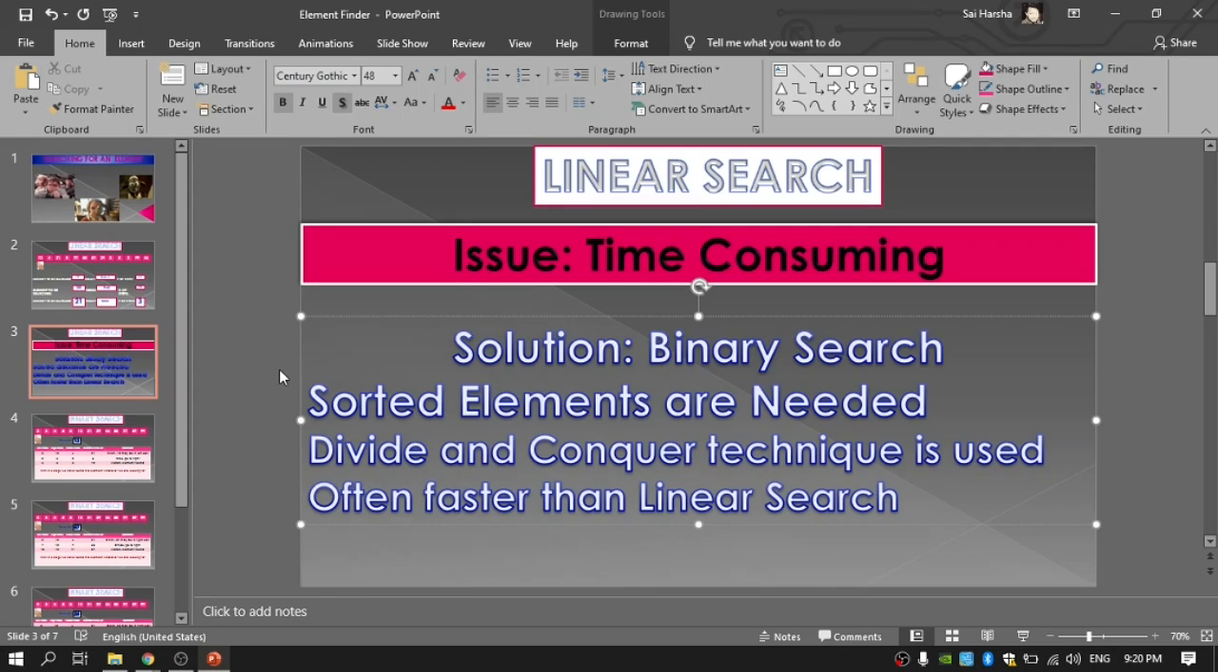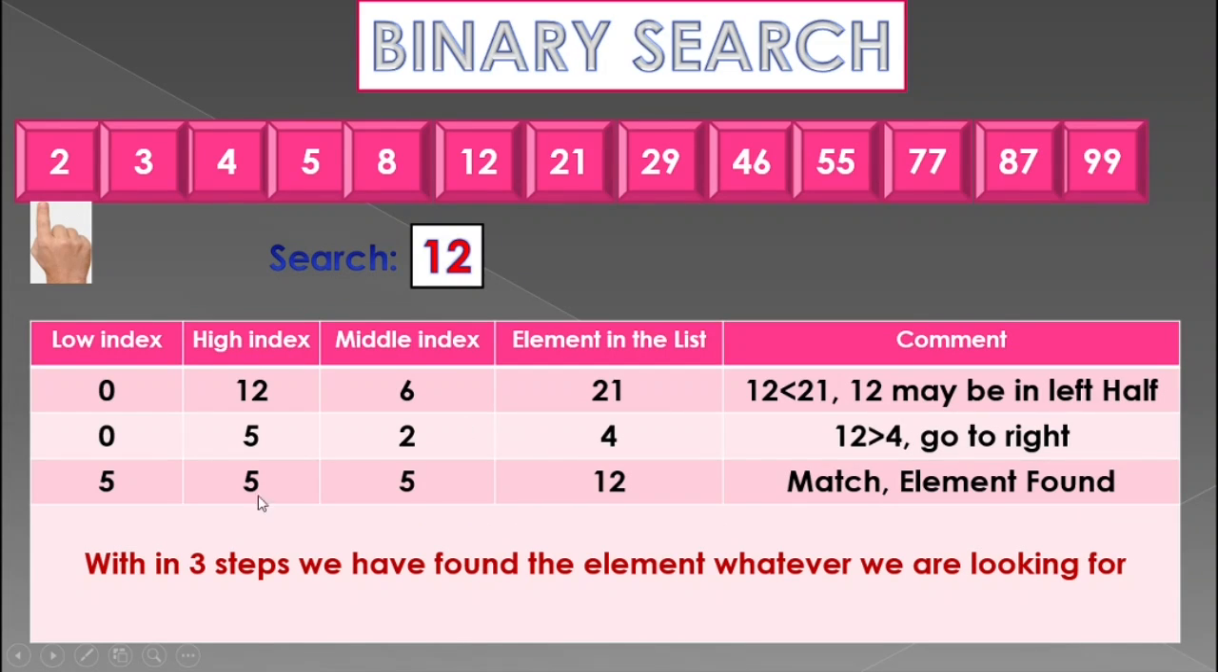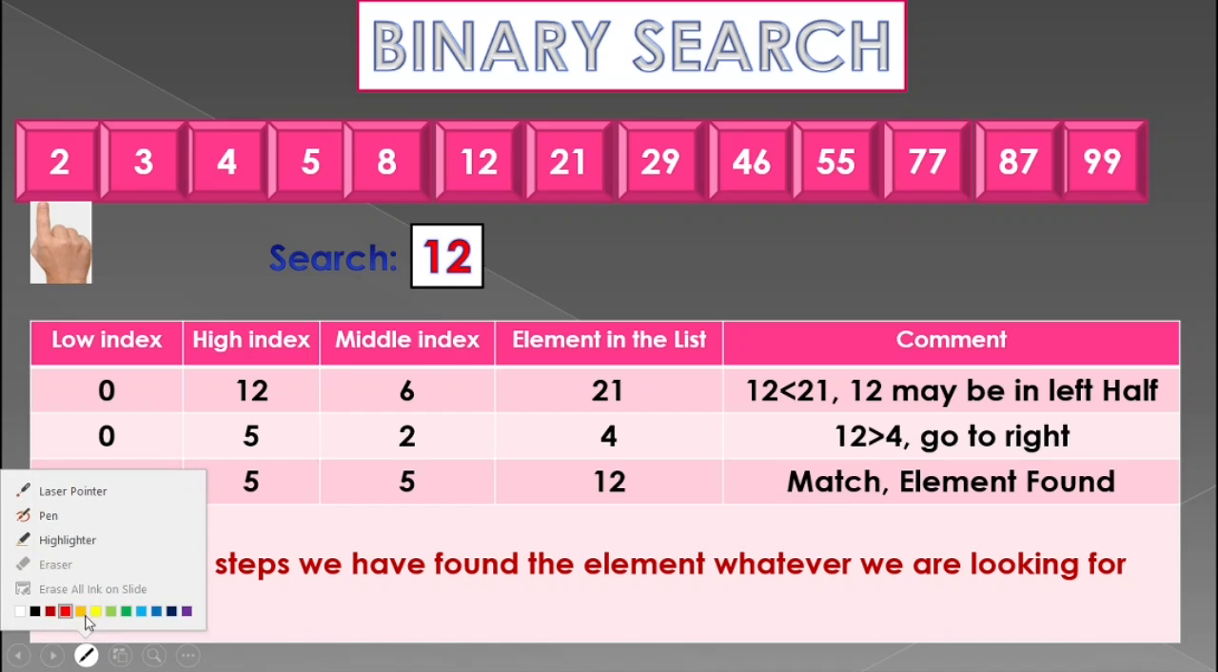Let's have a look at how this will be done. If I have a look at these elements, all are in sorted order, in ascending order, increasing order, like 2, 3, 4, 5, 8, 12, likewise. And I need to search for the element 12. How am I going to do this process? Let me explain in detail.